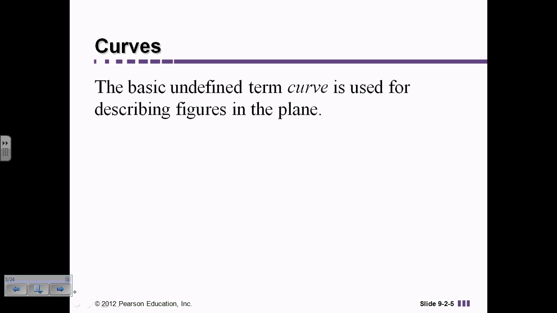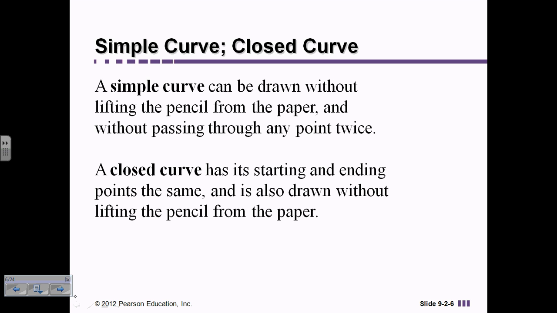So a basic undefined term, curve, and again this is talking about Euclidean geometry, is used for describing figures in a plane. Basically what we're saying here is there's a simple curve, and a simple curve can be drawn without lifting your pencil from the paper, and this is the important part, without passing through any point twice. So if I draw this, which means I haven't picked up my pencil, that's not simple because right here I touched a point twice. A simple curve could be a circle or some other shape like that.